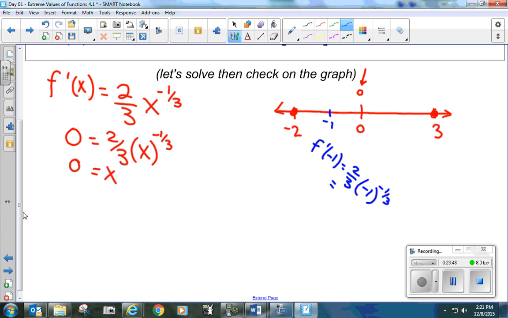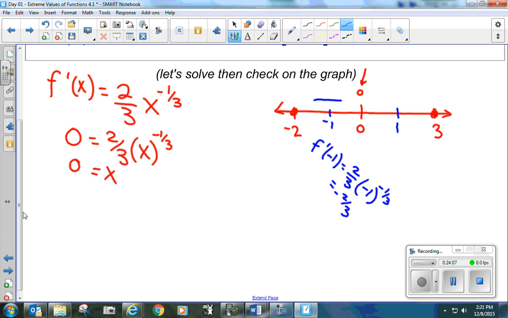The cube root of 1 is 1. That'll say negative. It's going to be -2/3. So this is actually -2/3, which means between my endpoint and 0, this is going to be a negative slope. Okay?